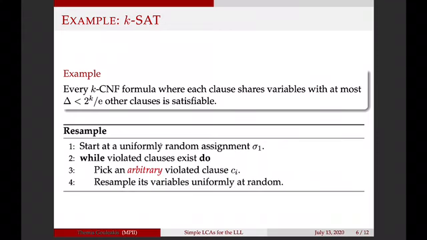So the algorithm to find a satisfying assignment is very simple. We start by sampling a uniformly random truth assignment sigma 1, and then we repeatedly resample an arbitrary violated clause C1 until all the clauses in the formula are satisfied.